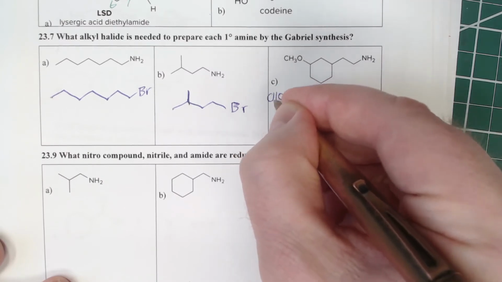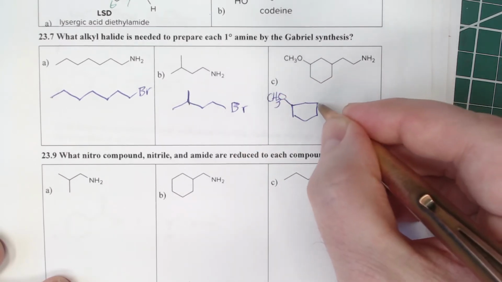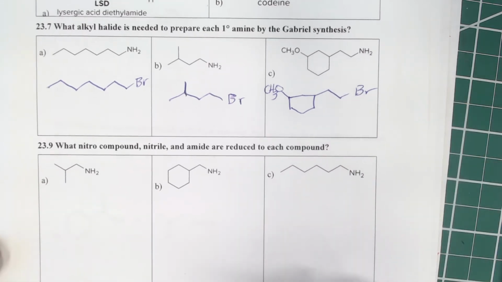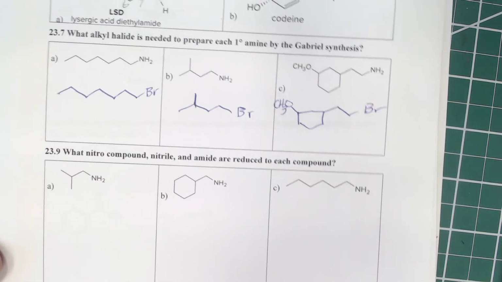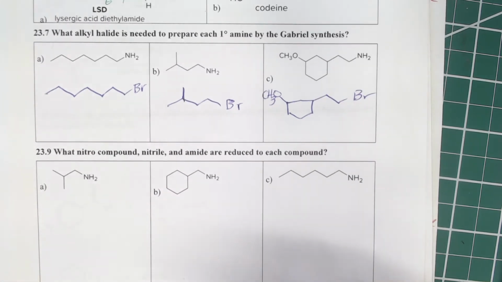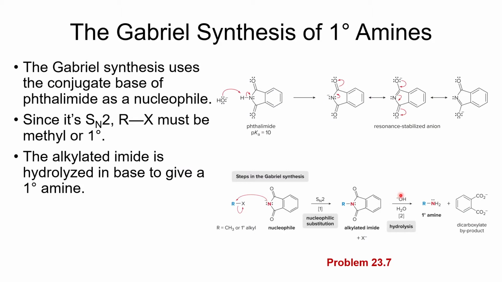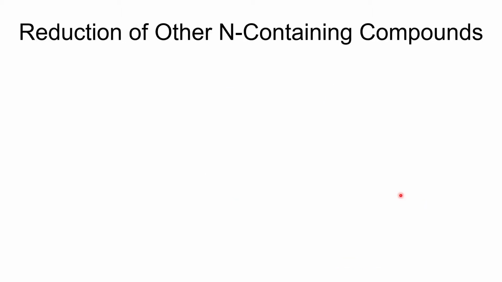So OCH3, and we have 2 carbons there, and then we'll put a bromine. All right, and that is how we do the Gabriel synthesis. So pretty easy reaction to do. All right, let's look at the reduction of other nitrogen-containing compounds.